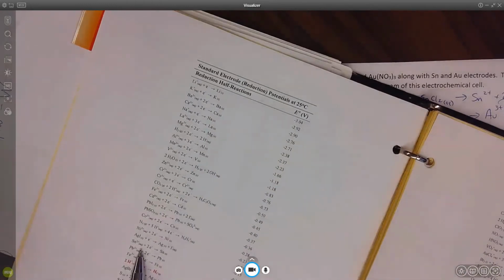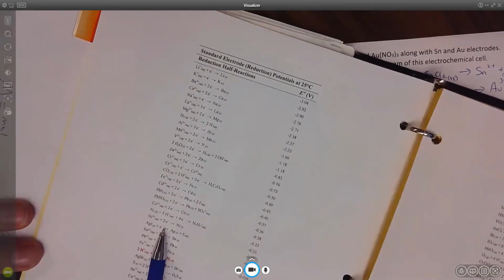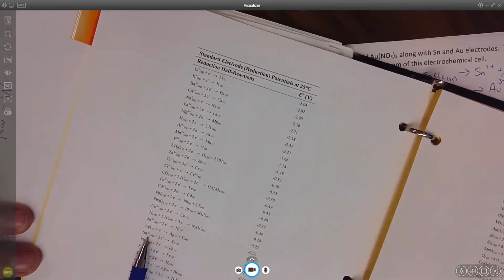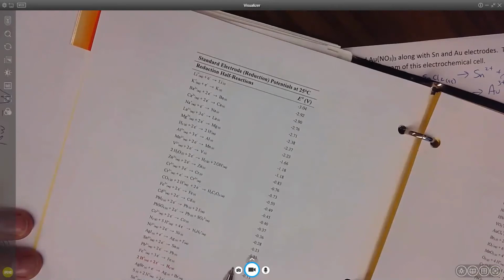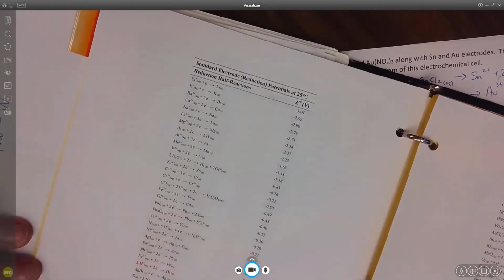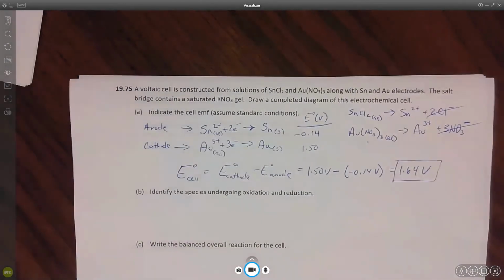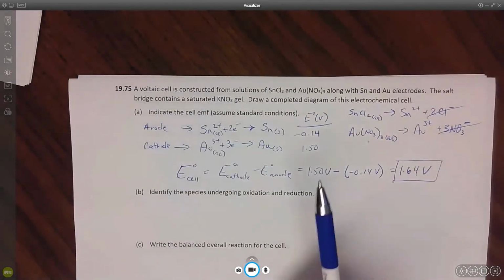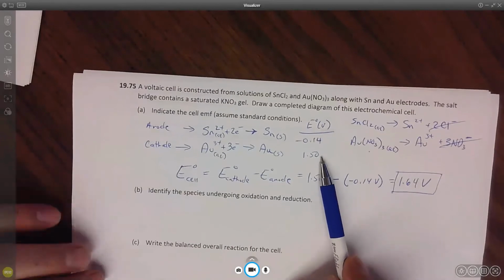I see tin 2 plus, right? And then I can't get enough room here. Here's tin 2 plus, and you just follow it over, and it's at negative 0.14. Does that make sense? So again, these are just the standard reduction potentials. So when I talk about these standard reduction potentials, that's where I'm getting them, from the tables of chemical data.